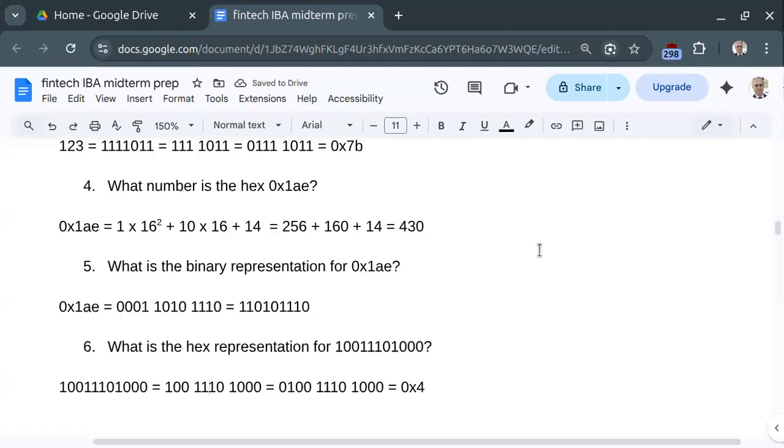So once I have them in groups of four, then my 0100 is a 4. The other number is your 14 basically because it's 8 plus 4 plus 2 and 14 is an E, and the final number is an 8. So that binary number is a hexadecimal 4E8.